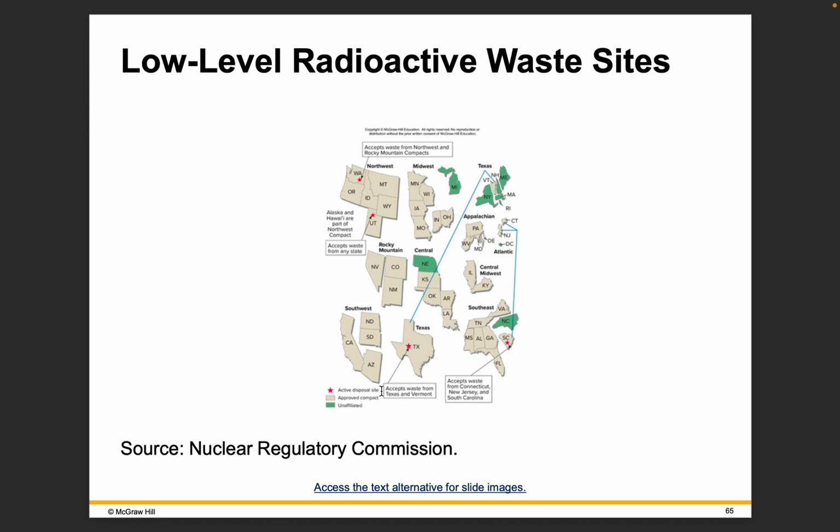In this map, active disposal sites have a red star. Gray states have an approved compact, and green states are unaffiliated.